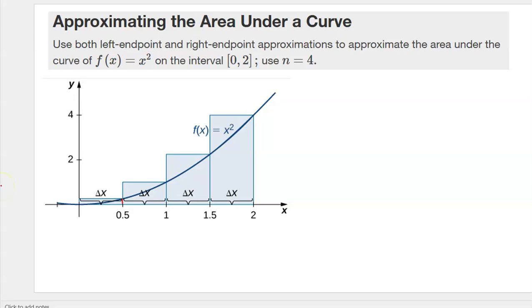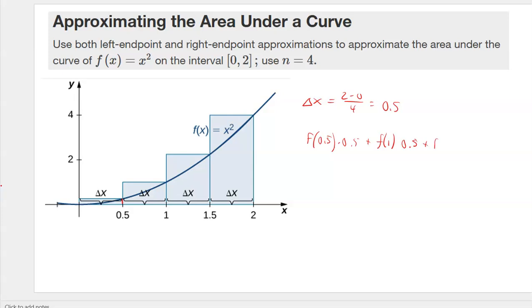Now, if I ask you to do a right-hand approximation, the process is more or less the same. My delta x is exactly the same thing. Still going to be 0.5. Just the difference is we're going to be looking in a different place. So for this first rectangle, we're really looking at the function evaluated at 0.5 times my width. For the second one, we're looking at the function evaluated at 1 before you multiply by the width.